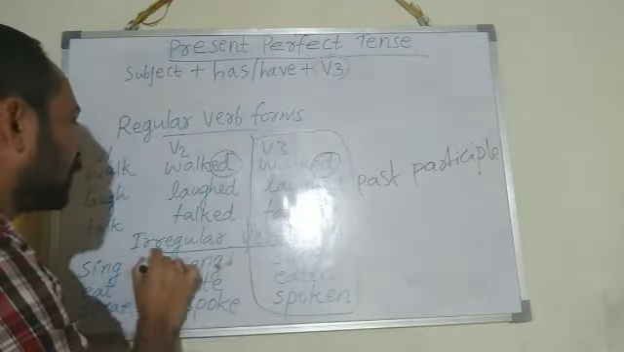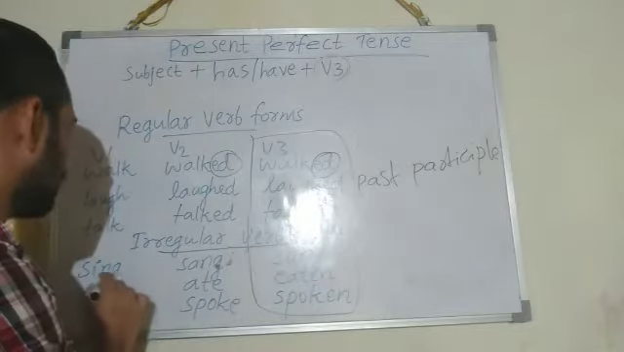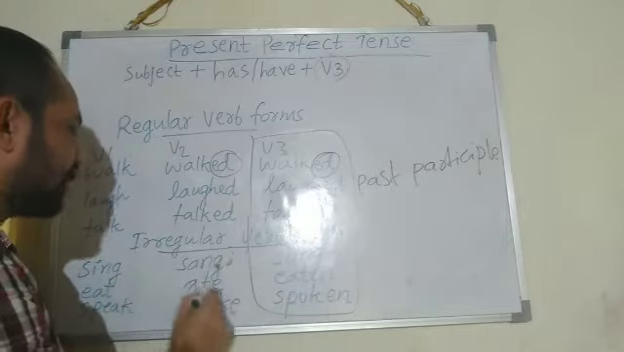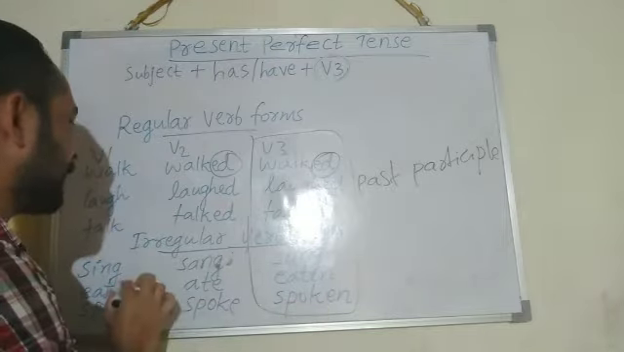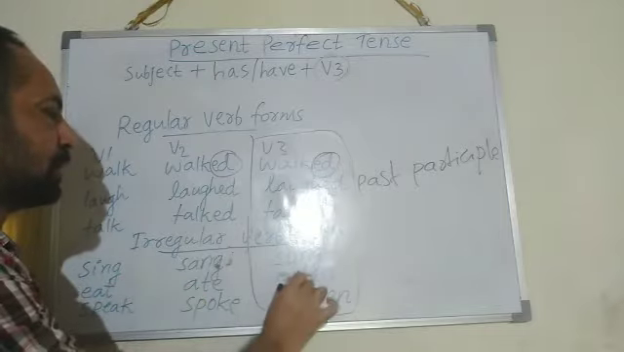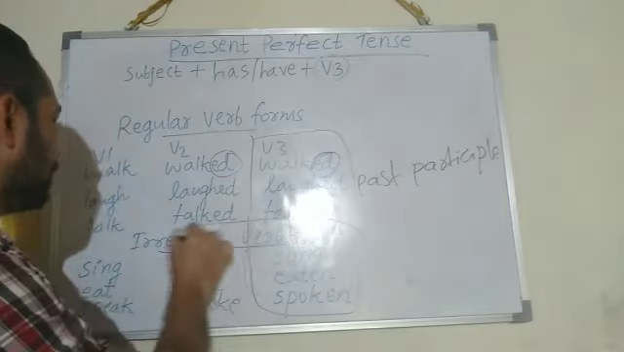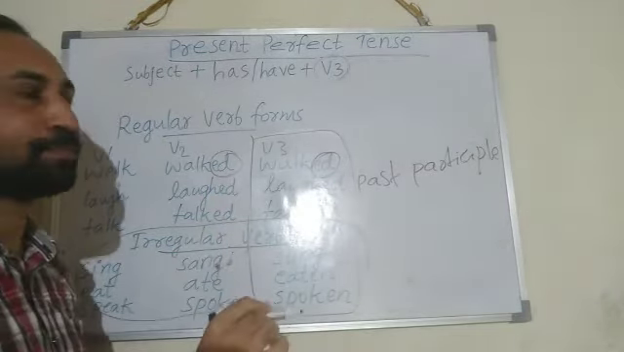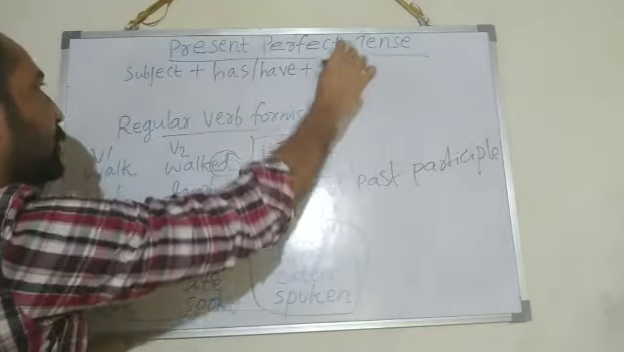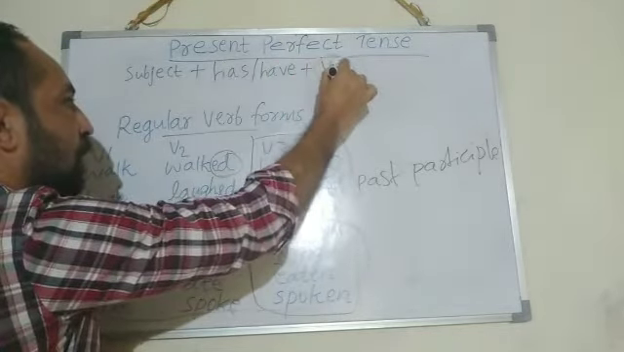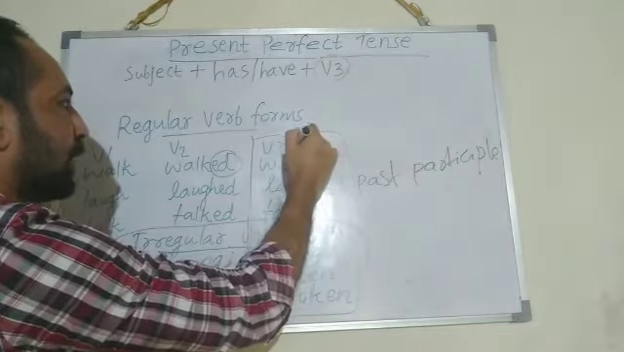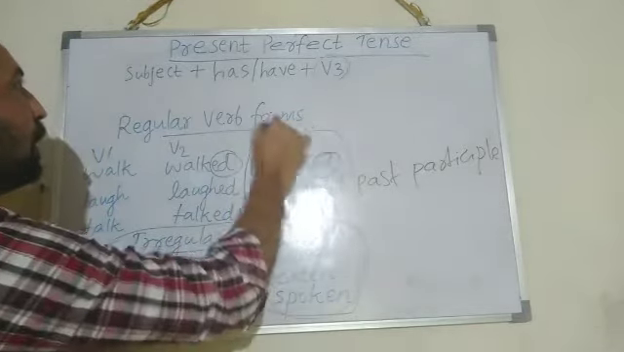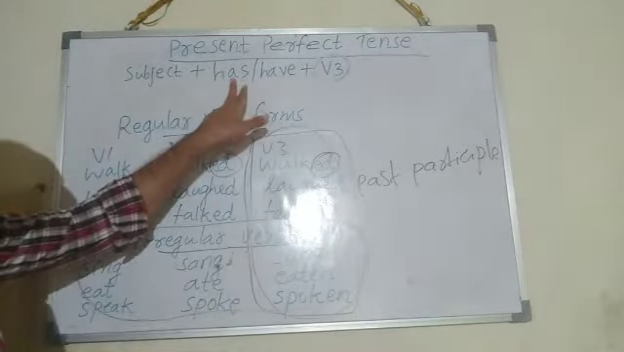Here are irregular verb forms, you can see sing, sang, sung, eat, ate, eaten, speak, spoke, spoken. Here you can see in disorder, right? So these are irregular verbs. Here when you use present perfect tense, you have to use V3 or past participle form. That is, you can see here this category, V3 form of verb, always with the supporting verbs.